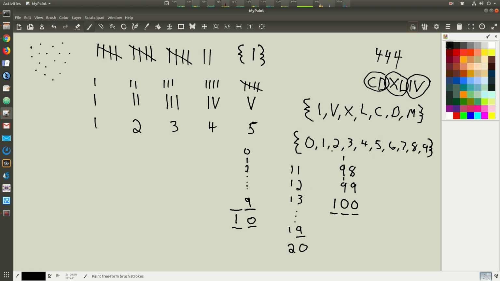And this continues with 998, 999. The same process occurs. So this becomes a 0, we add 1, that becomes a 0, we add 1, that becomes a 0, we add 1, and now this position stands for 1,000. If I have a 2 here, it stands for 2,000.